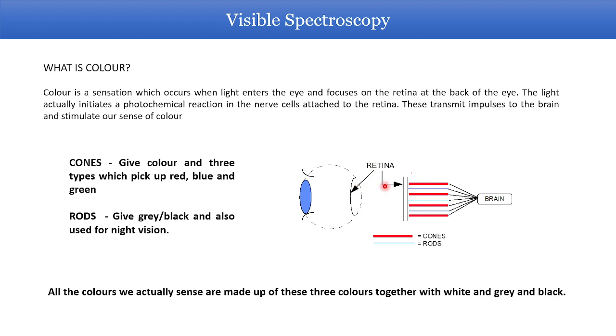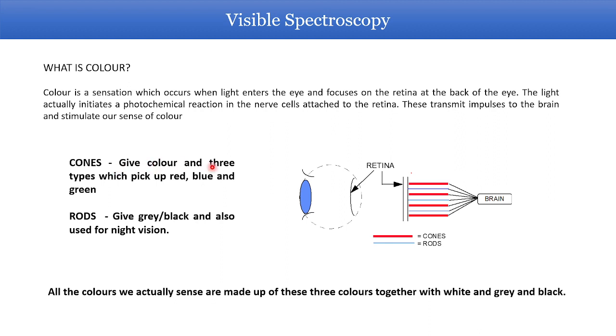The light initiates a photochemical reaction in the nerve cells of the retina, and these transmit impulses to the brain and stimulate the sense of color. So it is experienced in the walls of the retina, and it generates a photochemical reaction in the nerve cells that transmits signals to the brain, and that tells us what color we actually observe. All the colors that we sense are made up of three colors together with white, gray and black. Now there are two types of cells that we know, cones and rods.